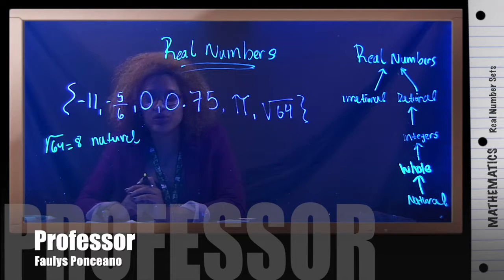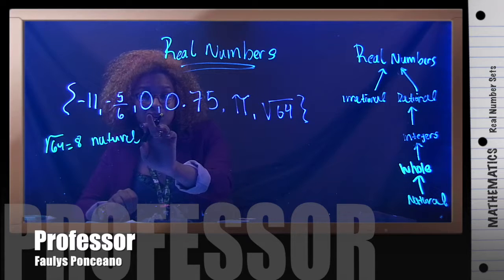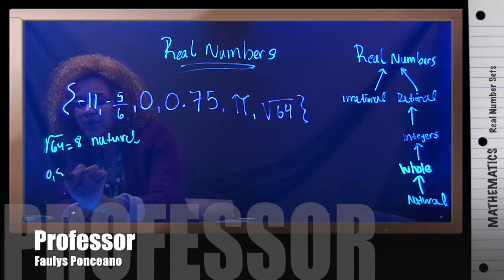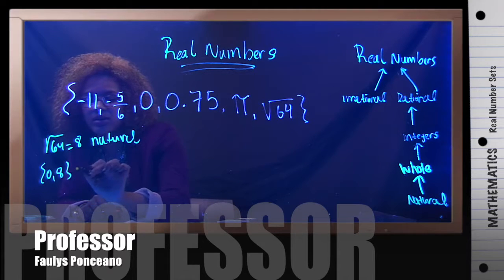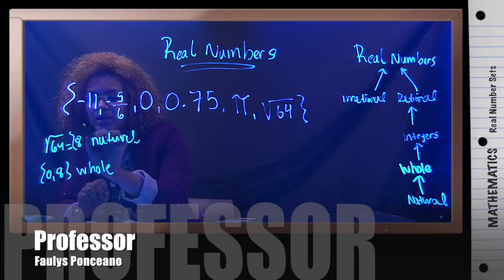Let's see whole numbers from 0 to positive infinity. Well, we have 0 and definitely 8. So we have 0 and 8. Let's put them like this. Those are whole numbers. Okay, let's just do this one like that.